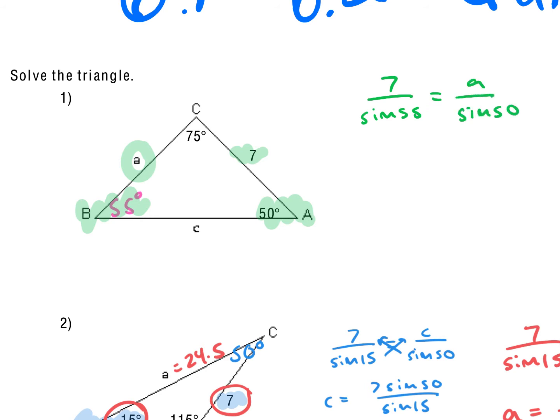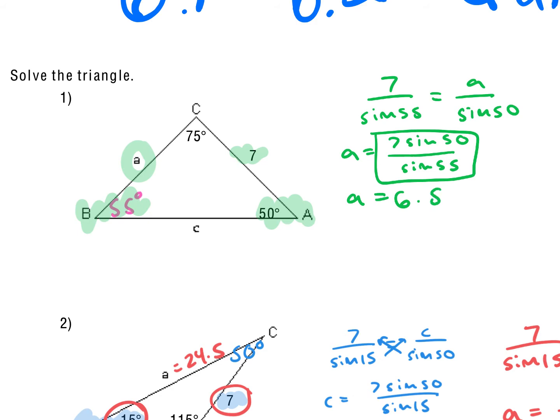Cross multiply and divide. So we have A is equal to 7 times sine of 50 over sine of 55. And what do we get for side A when you put this into the calculator? 5, 5. What do you get? I got 6. Oh, wait, I didn't include that. So 6.5? Or will it be right? Because I did 2 decimals, so it was around 6.6. 6.6. Everybody agree?